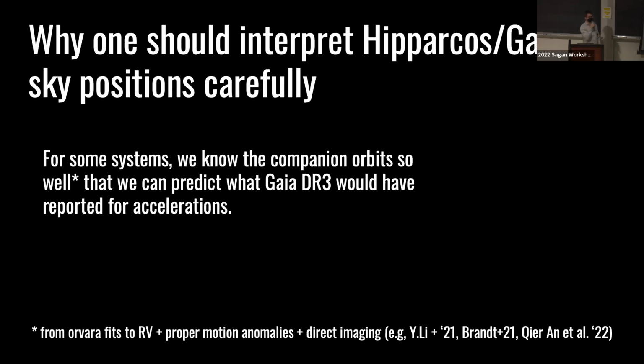So for some systems, based off of this work that we and all these other wonderful groups have done, there are some massive companion orbits that we know so well that we can predict what Gaia DR3 should have reported for the accelerations, if this was easy. So we just do that. We take these companion orbits, we fit the acceleration terms that Gaia would have reported if everything was perfect, and we can compare it.